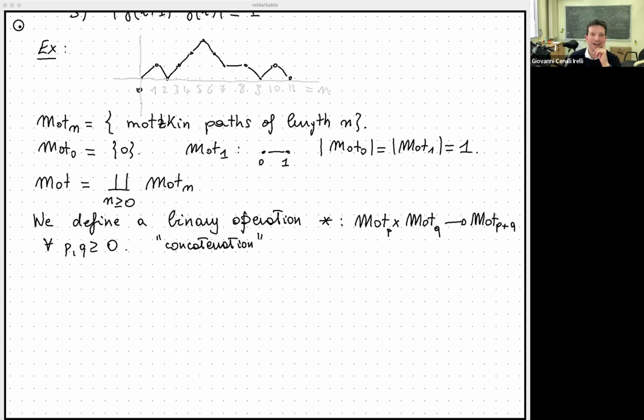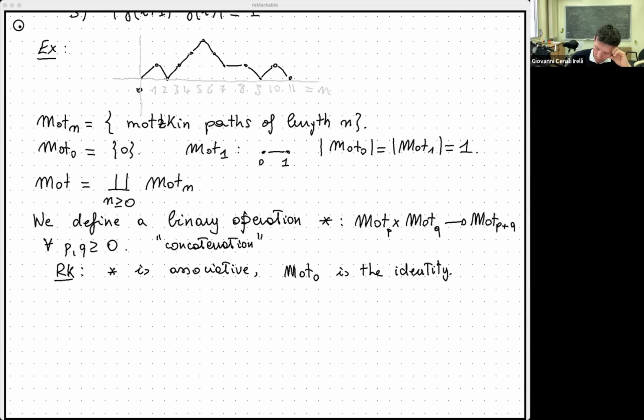Okay, since half an hour is already gone, and I'm still in section 1, maybe I don't give you the example. If you don't understand concatenation, then just ask me, okay? The only thing I want to say is, as a remark, that concatenation is associative, and Mot_0 is the identity. So this means that Mot with this operation is a monoid, and also a graded monoid, since the operation is a graded operation. So you just take two Motzkin paths and put them together.